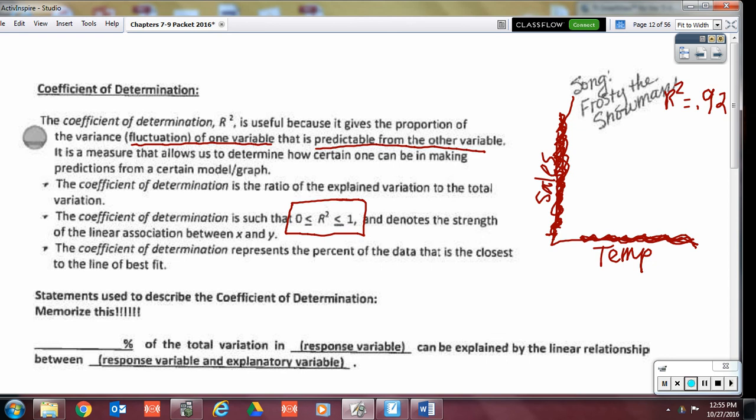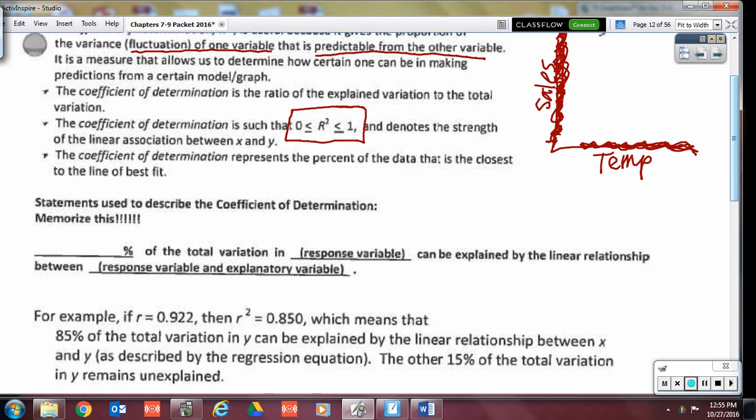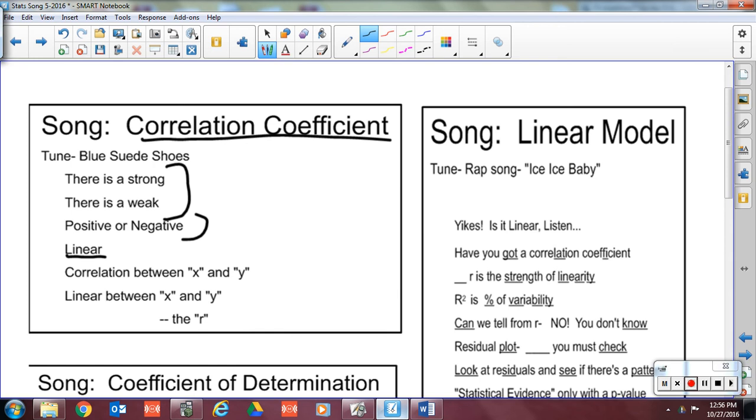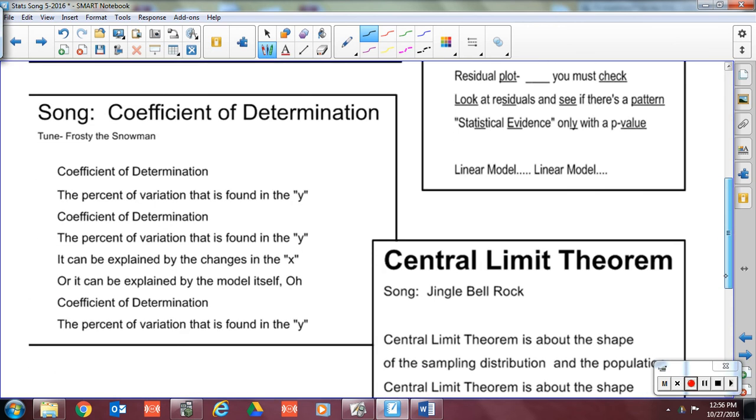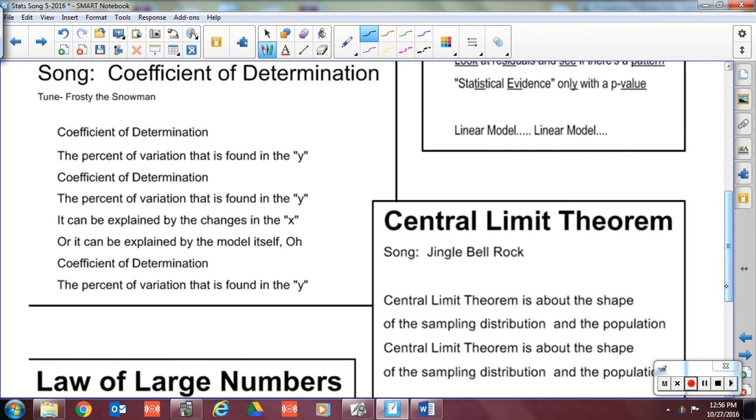And when we get this number, we will represent it as a percent, kind of a percent of the reason that something's happening. So I have a song for that. Let me teach you how you say this with a song, and then we'll sing it. It's to Frosty the Snowman, so it's kind of a fun one to sing.